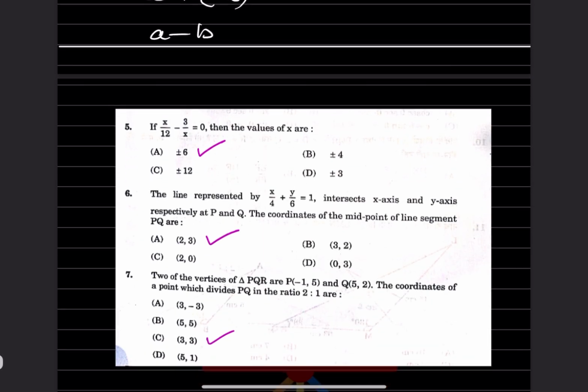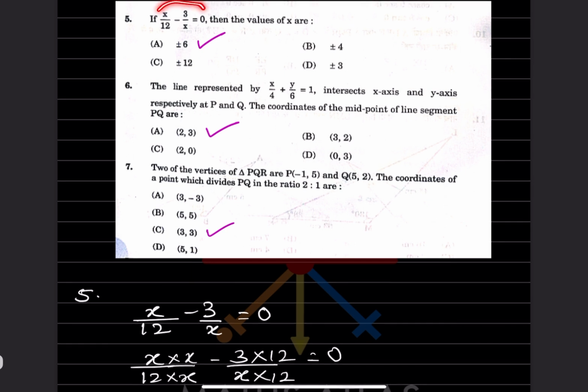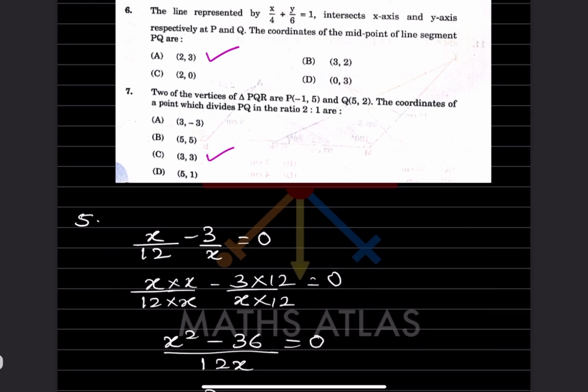So now let us go for the next one. If x by 12 minus 3 by x is equal to 0, then find all values of x. So these are the options given. So now let us start with this equation. What you can see is the denominators are different. So we have to take the LCM of this. So LCM is going to be 12x. Here we have 12, so we need x extra. So this is multiplied by x, means the numerator should also be multiplied by x. Here you need 12 because the LCM is 12x. So this should be multiplied by 12. So the numerator also should be multiplied by 12, is equal to 0.